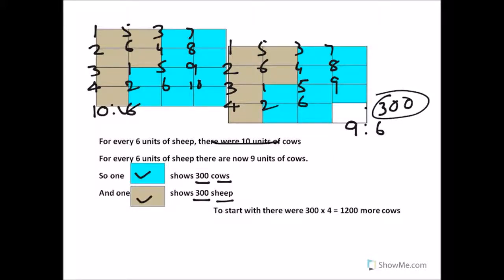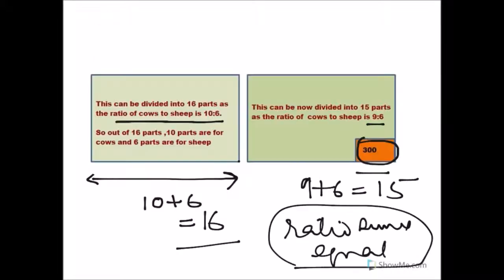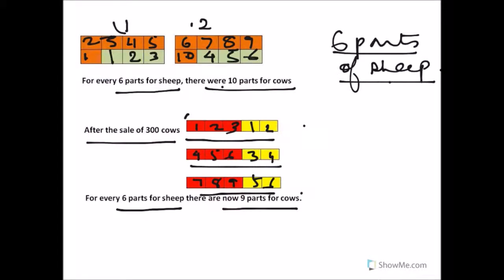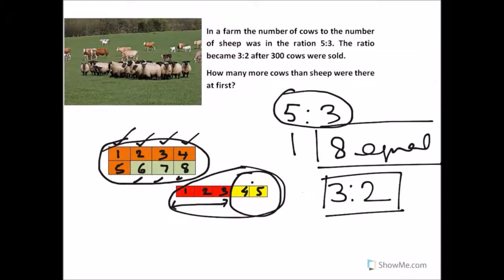So have you realized one thing? Why have we come to 6 parts of sheep here and 6 parts of sheep here? It is because only the cows were sold. So there is a difference only in the number of cows, not the sheep. So that is the clue we have. We have to get the parts of sheep equal in both the cases, because there was no way we could compare these two. This and this, there was no way we could compare.